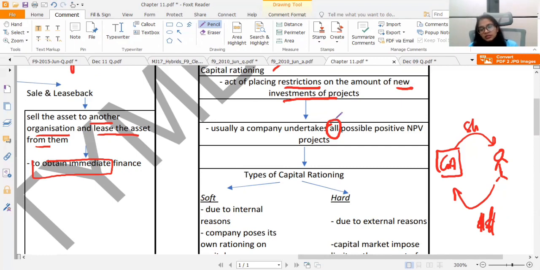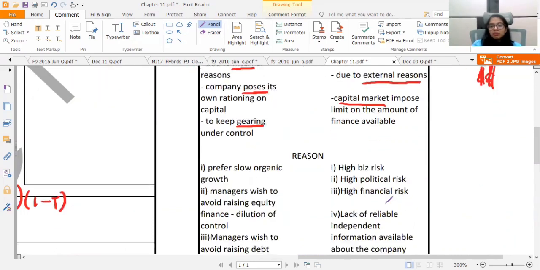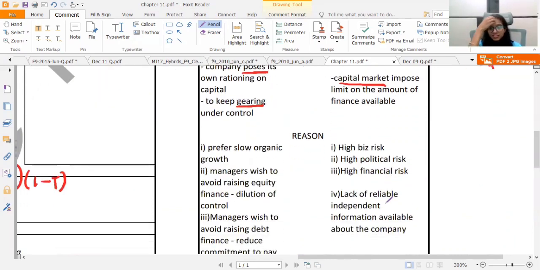Right? Now, the types of capital rationing: soft and hard, right? So internal reasons, the company imposes its own capital rationing, probably to keep gearing under control and all the other points that I mentioned just now. Hard capital rationing is due to external reasons, and this may be due to the capital market imposing the limitation of funds.